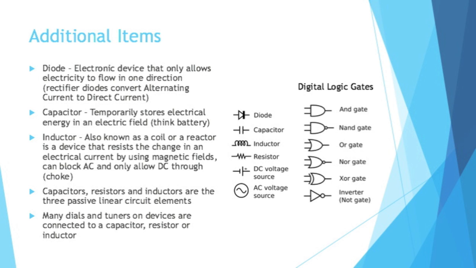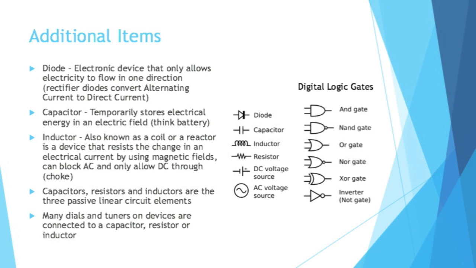Just a fun fact, if it's kind of hard to grasp this concept, just in the real world and practical sense, many dials and tuners on devices are connected to either a capacitor, an inductor, or a reactor. So you're changing some property of the circuit, and it's literally affecting the output you're getting. Whether you're changing the current, the resistance, or the voltage, it's going to have an end effect on the electrical flow.